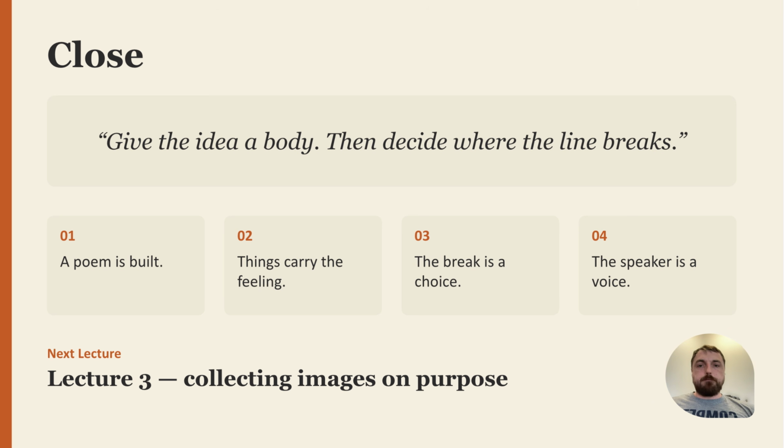Here is what I want you to keep, not 12 new terms. These: a poem is built. It has bones. Feelings can start the work. Things carry it. No ideas but in things is not a poster slogan. It is a work order. A line is a unit of meaning, not a sentence that got tired. End-stopped lines land. Enjambed lines lean.